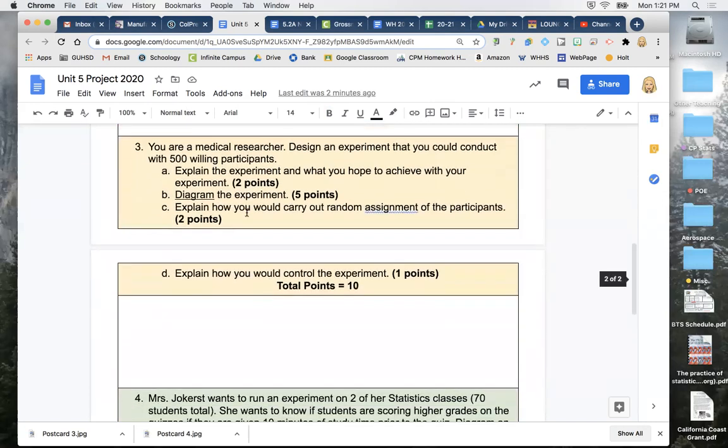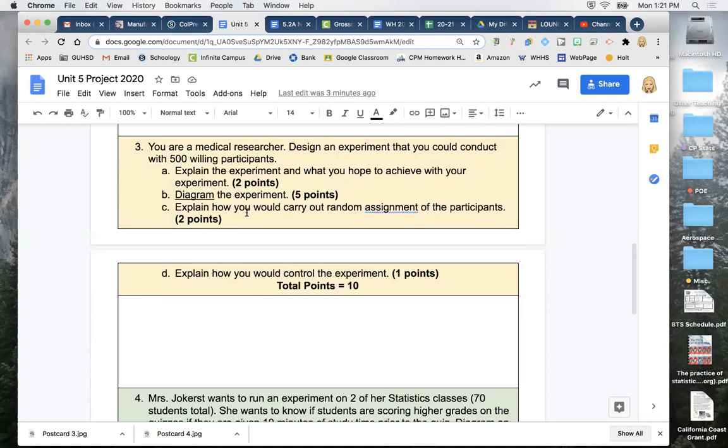In number 3, you are a medical researcher. You're going to design an experiment that you could conduct with 500 willing participants. Again, this has to be a realistic experiment. It can't be an experiment done on, say, drug use in small children. It has to be something that's very realistic. You're going to explain the experiment and what you hope to achieve with your experiment. This is kind of like the design of an experiment when researchers go into that process.